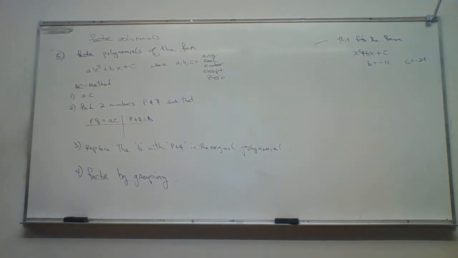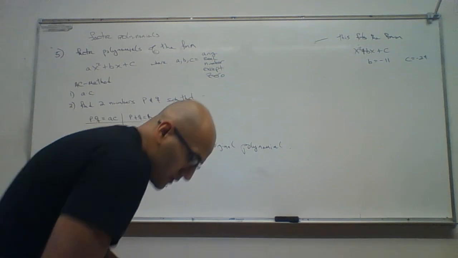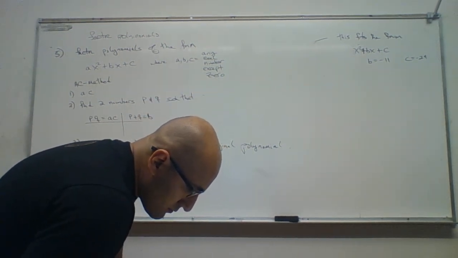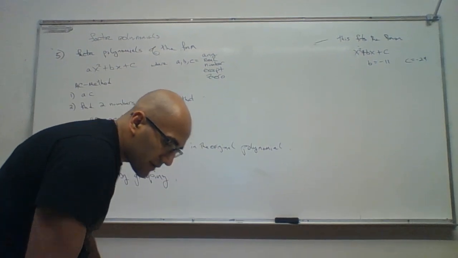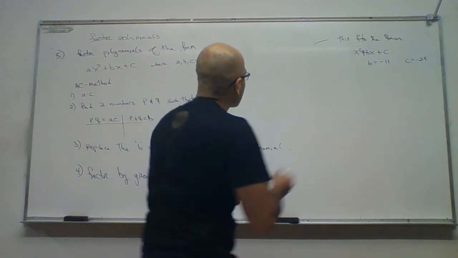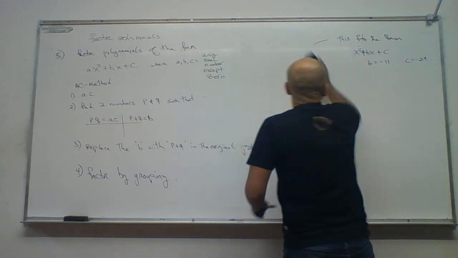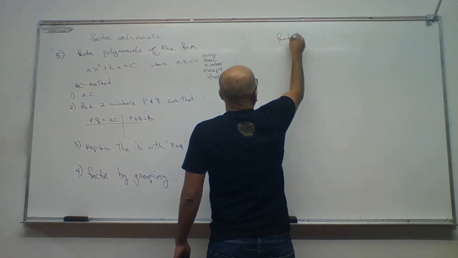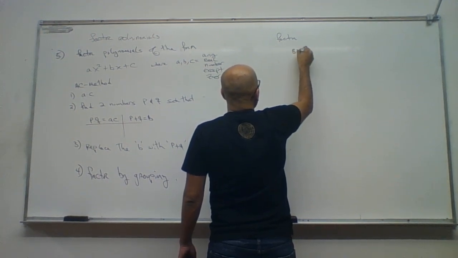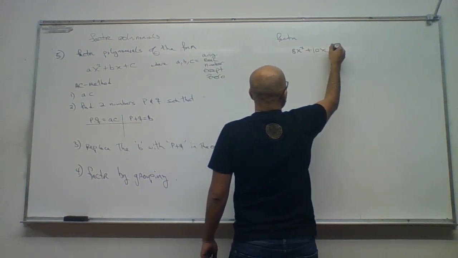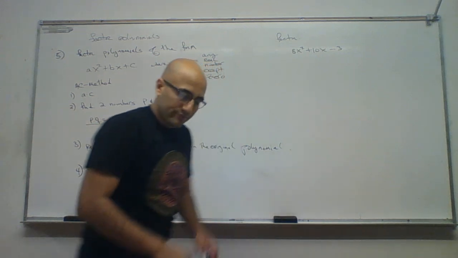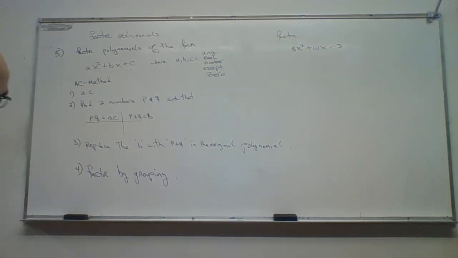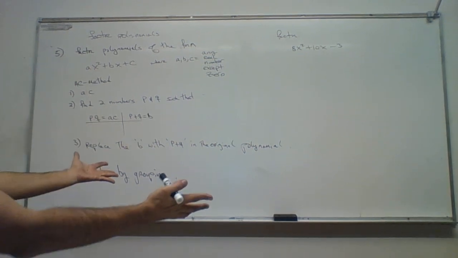Okay, all right, let's do an example. Let's see if we can find one. I'm just grabbing stuff at random here. Let's see, factor 8x squared plus 10x minus 3, I think. Factor that.